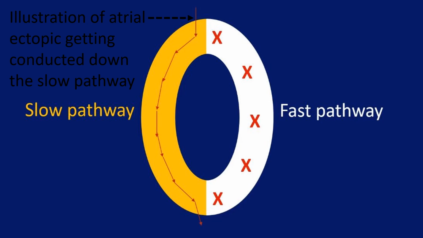AVNRT depends on dual AV nodal pathways, the slow pathway and the fast pathway, for the reentrant circuit. Fast pathway conducts faster but has a longer refractory period and recovers later. Slow pathway has slower conduction but recovers earlier due to a shorter refractory period. An appropriately timed atrial ectopic beat can find the fast pathway refractory and get conducted down the slow pathway. When it reaches the lower common pathway of the AV node, it finds that the fast pathway has recovered and gets conducted back into the atrium in addition to the ventricle, producing an AV nodal echo beat. This is the mechanism of re-entry in AVNRT.